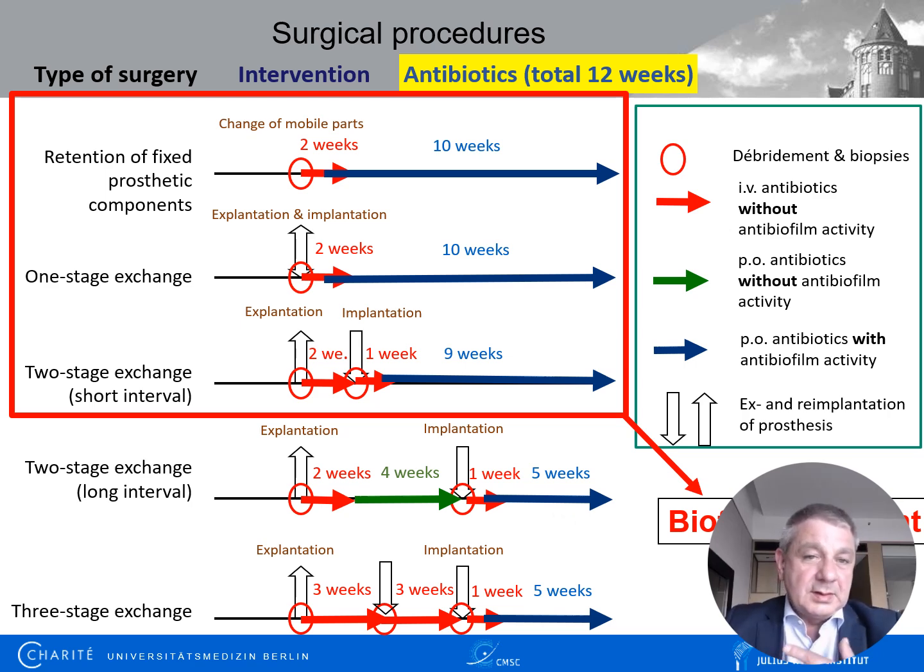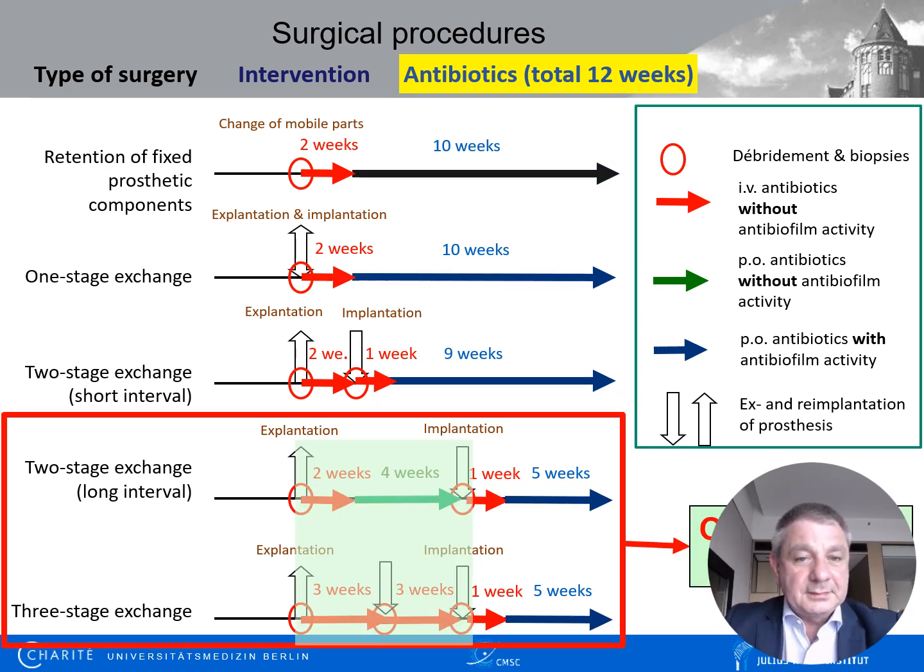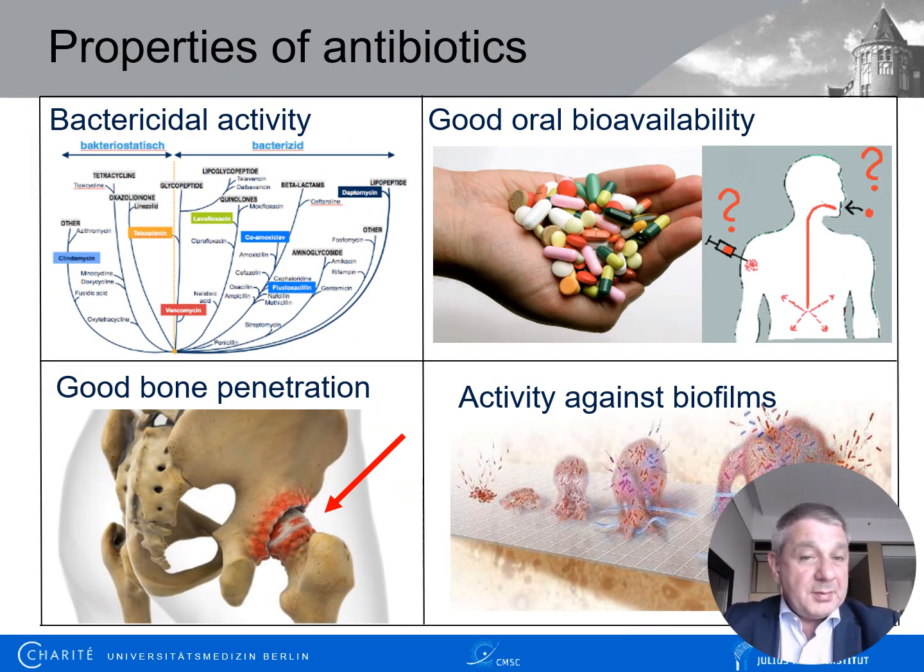This combination of surgery and antibiotics was evaluated over almost 30 years, and if we follow these principles, we can count on about a 95% success rate. The type of antibiotic is of course important, and it should have a bactericidal activity. When we switch to oral antibiotic, it needs good oral bioavailability, and if there is an implant in place, it should also have biofilm activity.